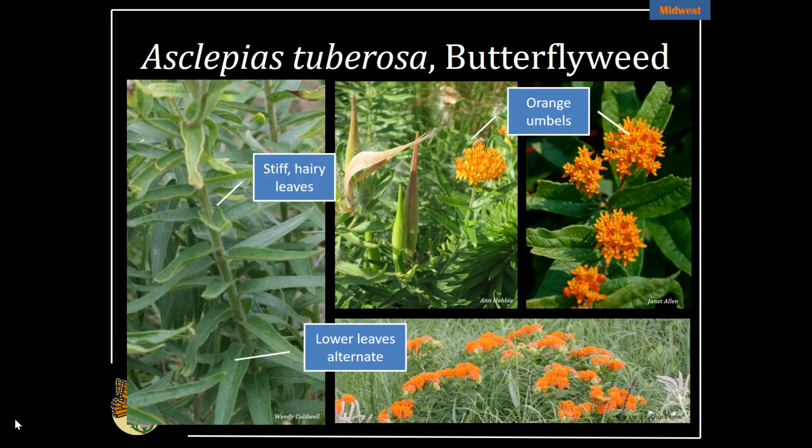During midsummer, you can look for the bright orange umbels. When the plant is not in flower, make sure to touch the plant to determine if the leaves are stiff and hairy. Look for both alternate and opposite leaves. Also notice the seed pods in the middle picture, which point upwards generally and are smooth.